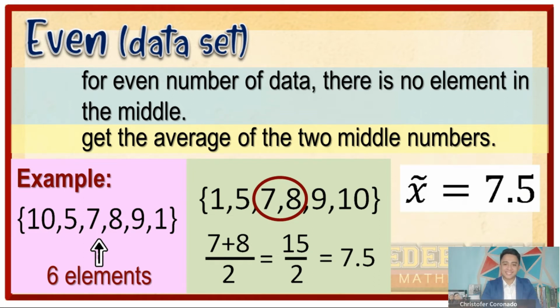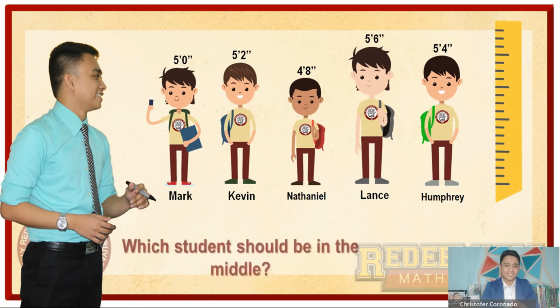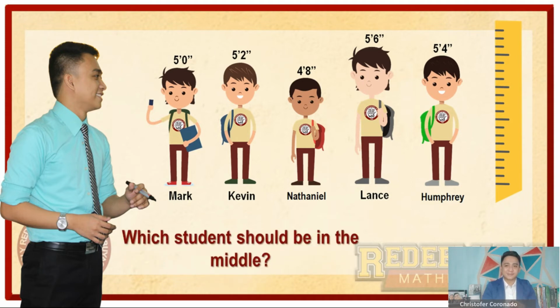Now try this. Sir Chris asks his students to queue up according to their height. If Mark's height is 5 feet, Kevin 5 feet 2 inches, Nathaniel 4 feet 8 inches, Lance 5 feet 6 inches, and Humphrey 5 feet 4 inches, who should be in the middle? You have 10 seconds to answer.